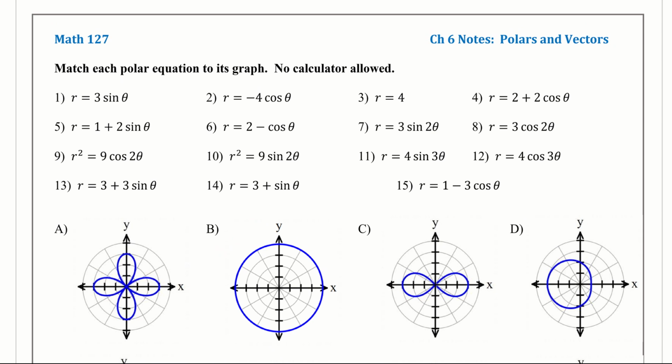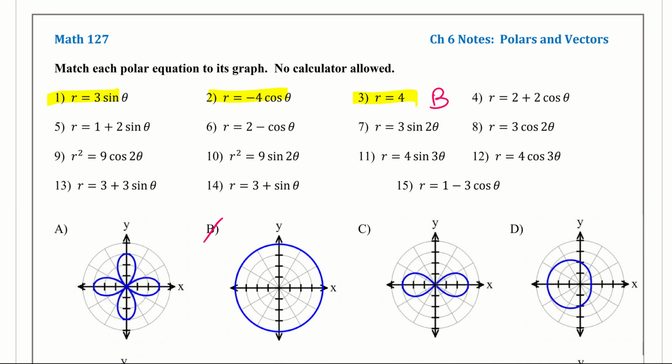So there's a couple circles on here. These first 3 are all circles. Number 3 is a circle centered at the origin. That's going to be letter B with a radius of 4. That's what that one means.